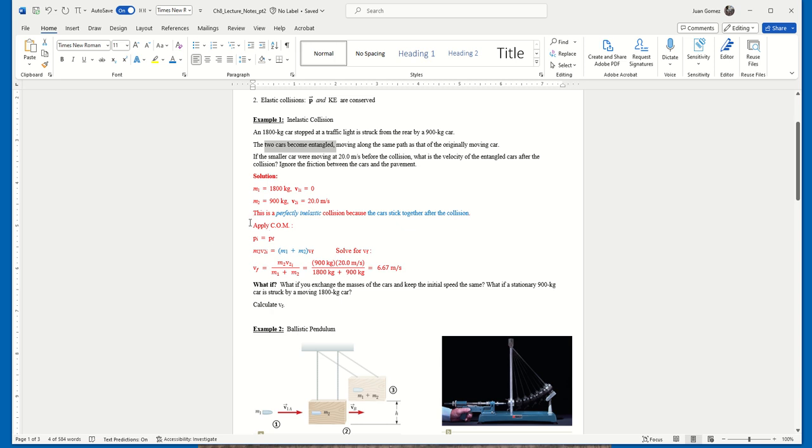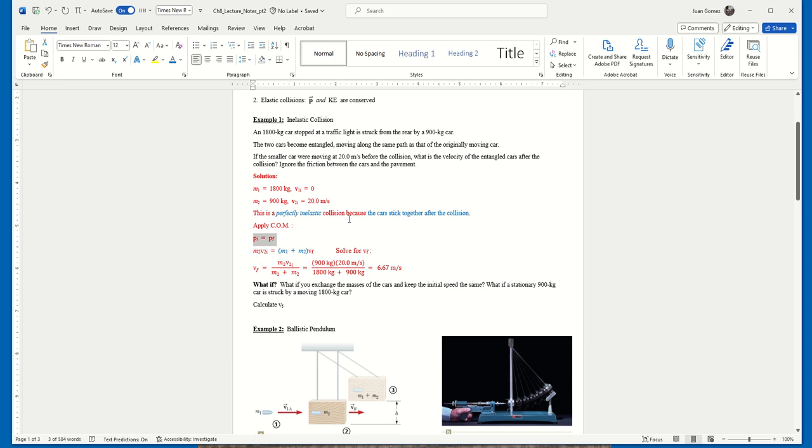All right, let's apply conservation of momentum. P initial equals P final. That's the momentum of the system. And when we say initial and final, P initial is the momentum of each object in the system. In this case, our system is M1 and M2. So P initial is the initial momentum of each object before the collision.